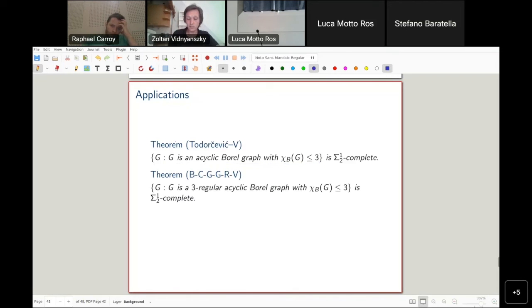But the trick is that, okay, now we have this Sigma^1_2 completeness result, and we use the homomorphism graphs. If you like to think about it that way, this homomorphism operator, and you get that already 3-regular acyclic Borel graphs with chromatic number at most 3 are complicated. So it's very hard already to decide the chromatic number.